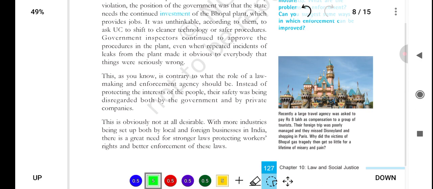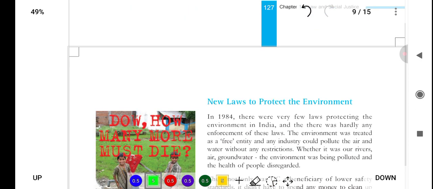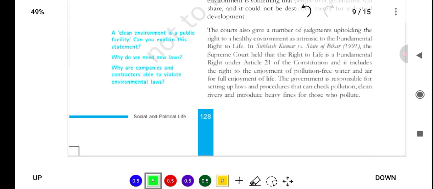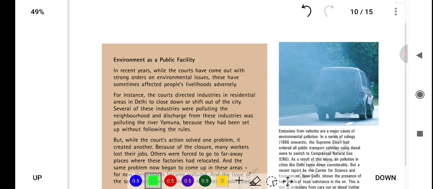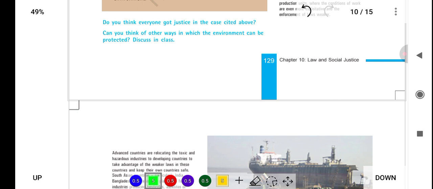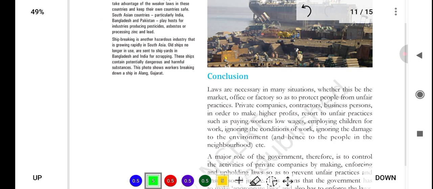Enforcement of safety laws. New laws to protect the environment as a public facility, and then conclusion.